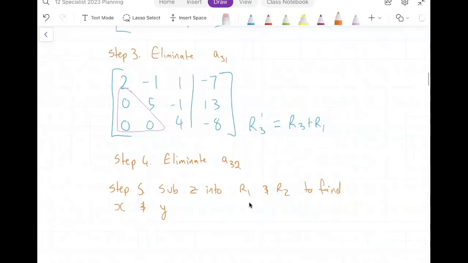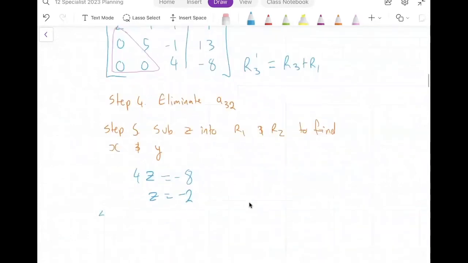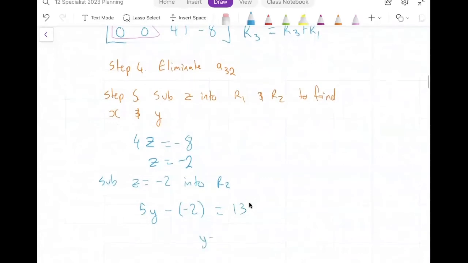So let's solve for Z first. Z is equal to -8 over 4, so Z is equal to -2. If I sub Z equals -2 into R2, that's going to give 5Y minus -2 is equal to 13. So that means Y is going to equal 11 divided by 5.